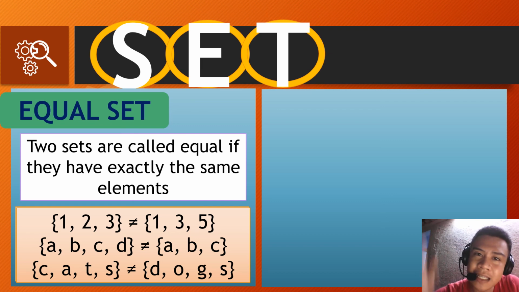This one is not equal. 1, 2, 3 is not equal to 1, 3, 5, even though they have the same number of elements. Pero ang 2 at ang 5 ay magkaiba. So this is not equal.